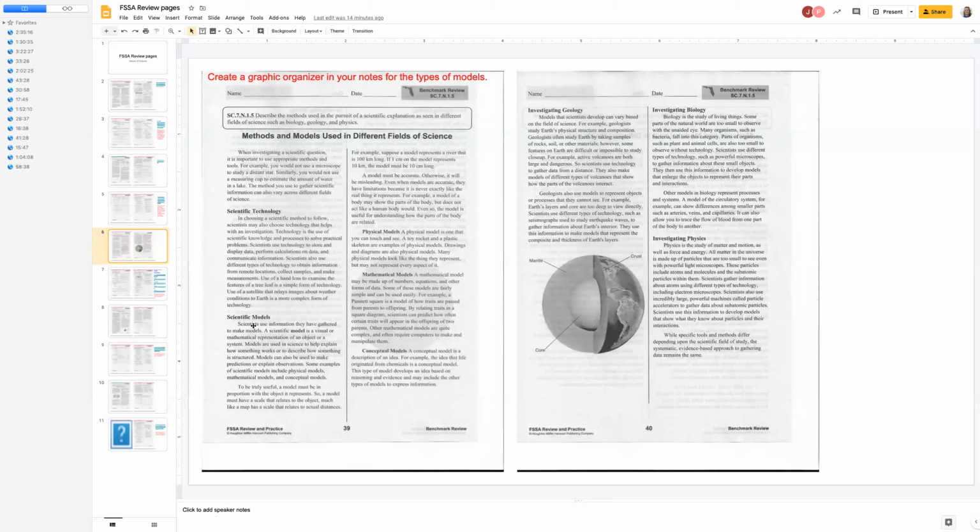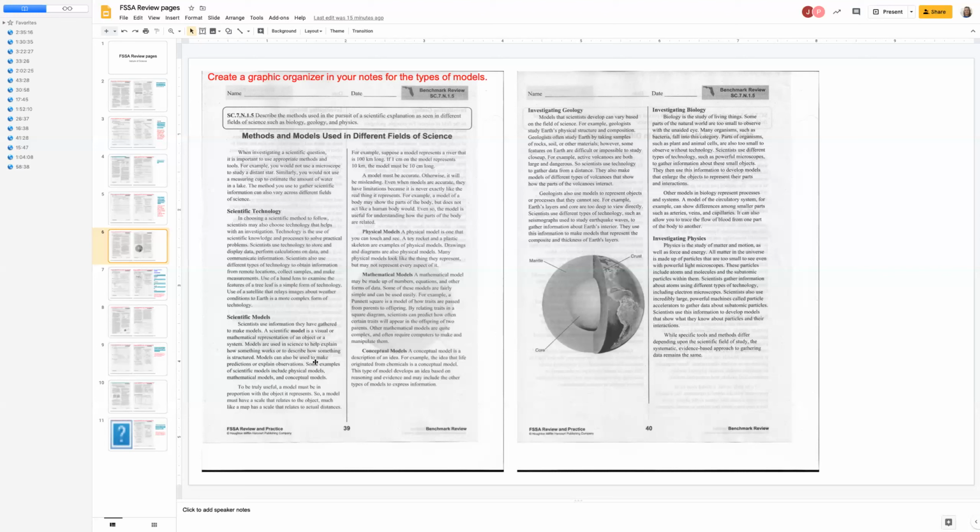Scientific models. Scientists use information they have gathered to make models. A scientific model is a visual or mathematical presentation of an object or a system. Good information. Models are used in science to help explain how something works or to describe how something is structured. Make sure you know what a model is. It's a good sentence right there.